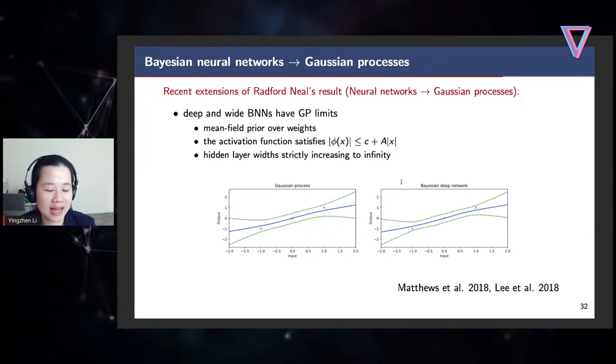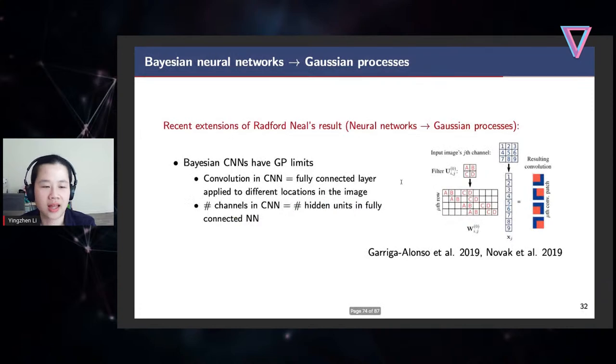Previously, I explained this result for one hidden layer, and now this result has also been extended to multiple layers. So this is true for deep neural networks as well, and also for convolutional neural networks. Because a convolutional neural network is just a specific way to tile weights, and you can also make the number of channels in the convolutional neural network go to infinity, and that will also give you a Gaussian process, but with some interesting kernel defined by the convolutional neural network structure.